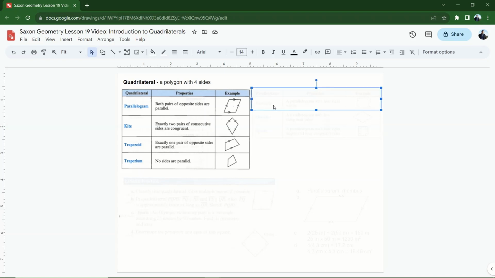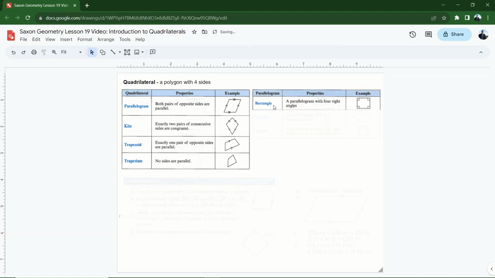All right, now let's talk about our three specific types of parallelograms. Our first type is a rectangle. A rectangle is a type of parallelogram, but not all parallelograms are rectangles, okay? A rectangle is a special parallelogram that has four right angles.